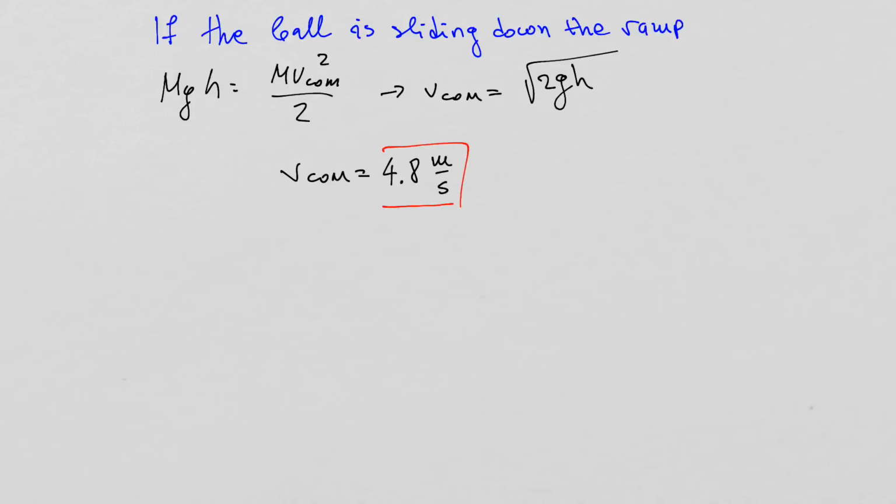Notice that this is a different value compared to the case when the ball is rolling smoothly down the ramp. The reason for the difference is that part of the initial gravitational potential energy goes towards the rotational motion of the ball, or in other words, towards the increase of the rotational kinetic energy of the ball.